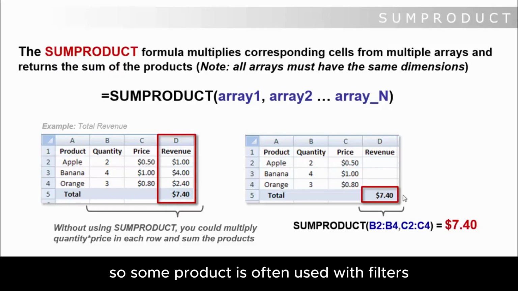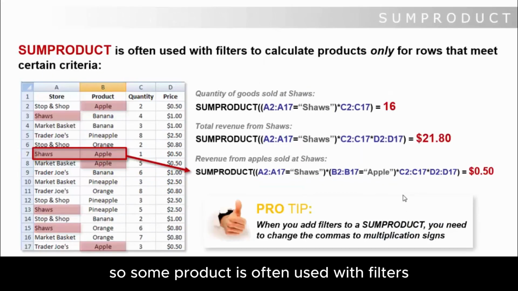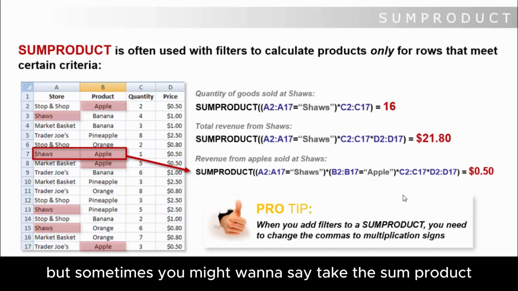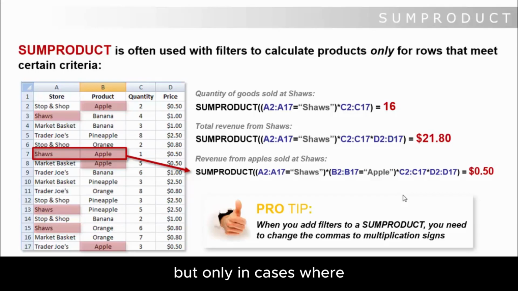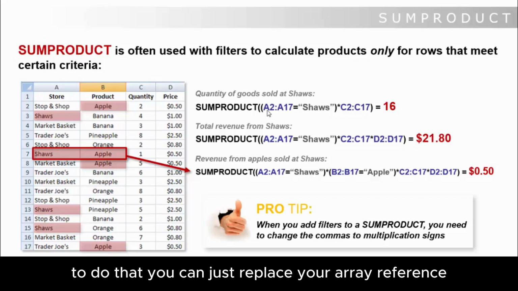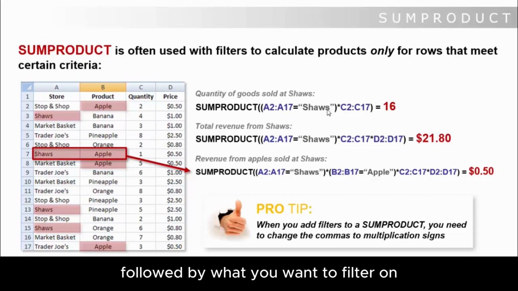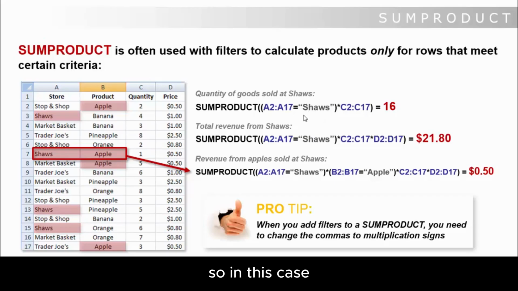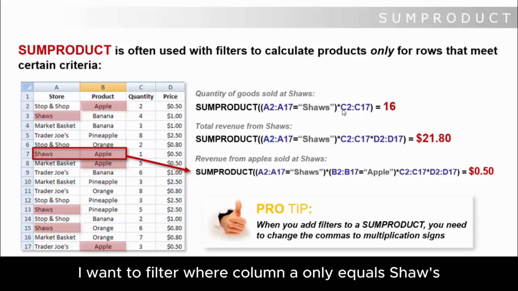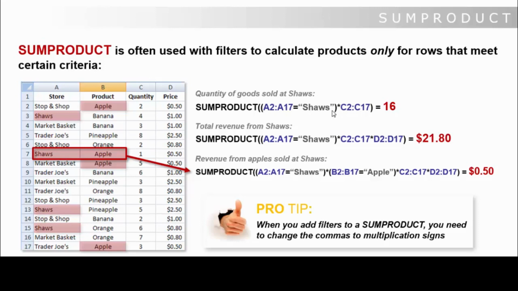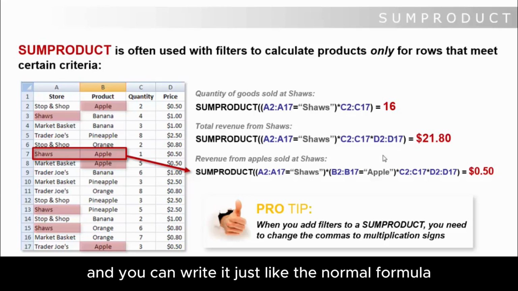So SUMPRODUCT is often used with filters. That was a simple example, but sometimes you might want to take the SUMPRODUCT, but only in cases where this column takes on a certain value. To do that, you can just replace your array reference with the array reference followed by an equal sign followed by what you want to filter on. So in this case, I want to filter where column A only equals SHAs. And you can write it just like the normal formula.